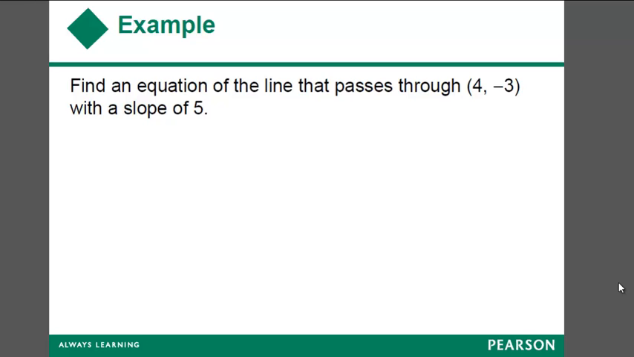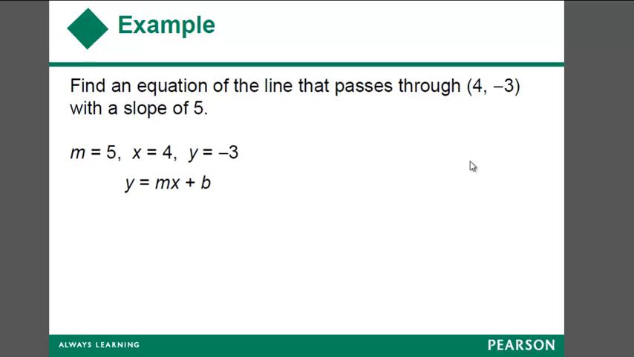Find an equation of the line that passes through (4, -3) with the slope of 5. Well, I'm already given the slope. I know 5. So let's write down what we know. We know that the slope is 5. I know that x is 4 and y is -3, based off of my point.